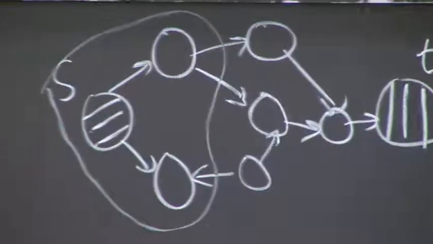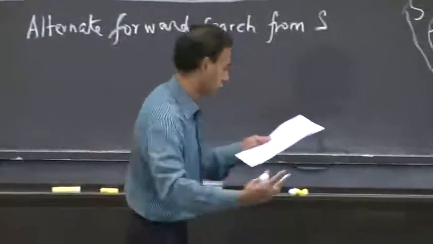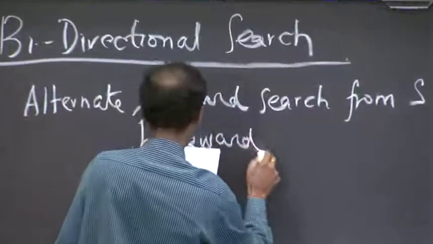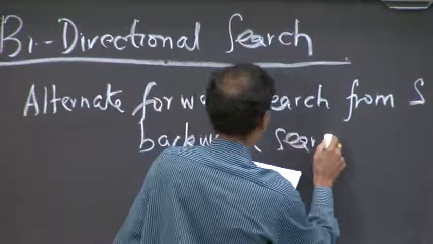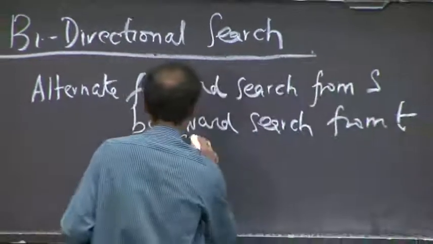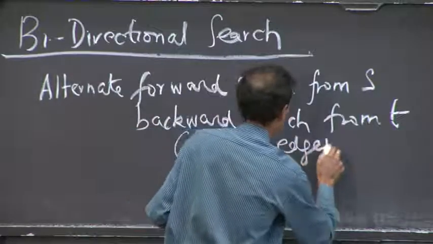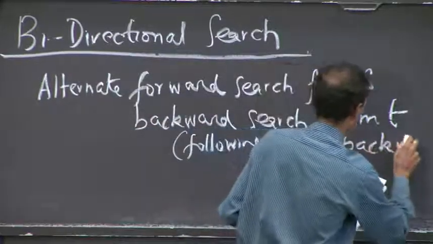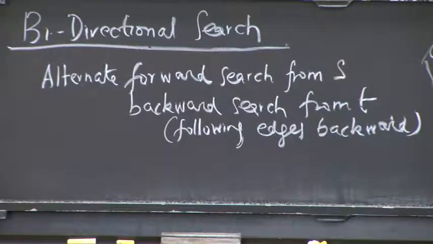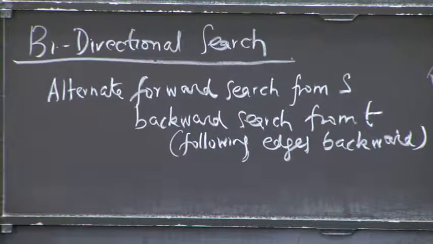And then you stop with the forward search, and you do a step of backward search. And so you go backward search, and I'll have to explain exactly what this means. Backward search from T, and the important thing is that you're following edges backward. So that means your data structure has to essentially have these edges that can be traversed in either the forward direction or the reverse direction. So that's something to keep in mind.